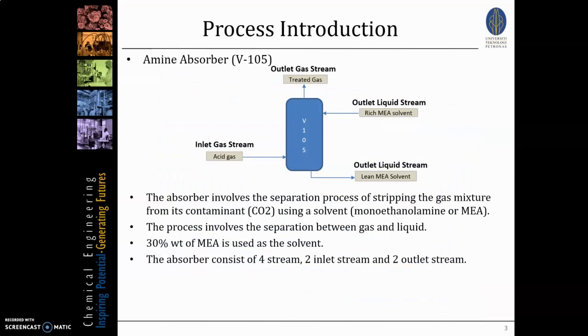Okay, for the process introduction, the absorber is used to separate the carbon dioxide in the gas stream using a liquid solvent called monoethanol amine or MEA. This process involves the separation between gas and liquid. 30% of weight of MEA is used as the liquid solvent, and as we can see in the figure, there are two outlet streams and two inlet streams that are represented by the liquid and gas stream respectively.